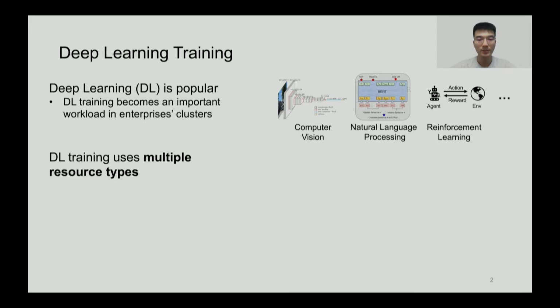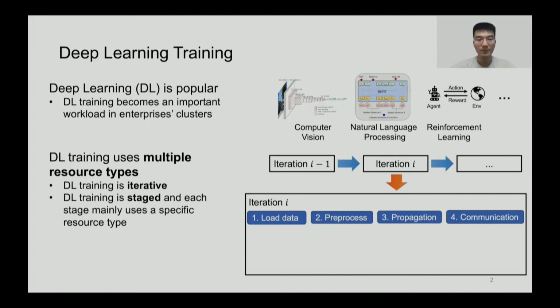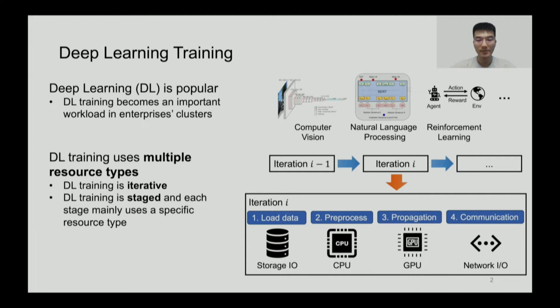Deep learning training uses multiple resource types. The training process is iterative, that is to say, one iteration after one iteration. For each iteration, there are usually 4 stages, and each stage mainly uses a specific resource type, specifically storage I/O for loading training data, CPU for preprocessing and simulations, GPU for forward and backward propagation, and in the last, network I/O for communication in distributed training.